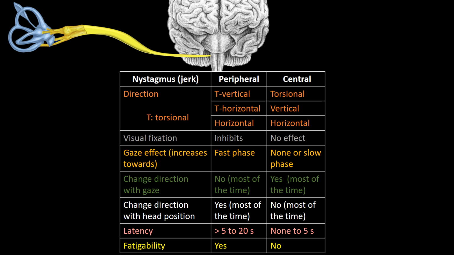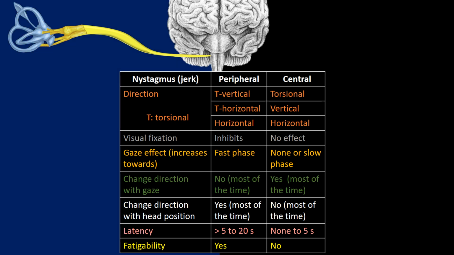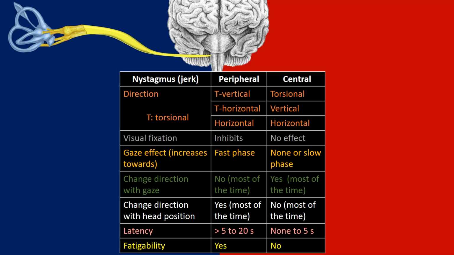We will now go over the table and illustrate the features that allowed the distinction between peripheral and central jerk nystagmus. During this talk, we are only addressing jerk nystagmus. So even when the word jerk is omitted, we are still referring to this distinctive form of nystagmus. The features of peripheral nystagmus will be illustrated on the blue background. The features of the central nystagmus will be illustrated on the red background.